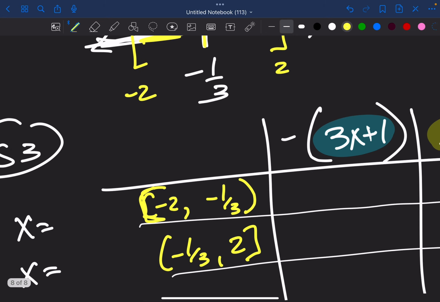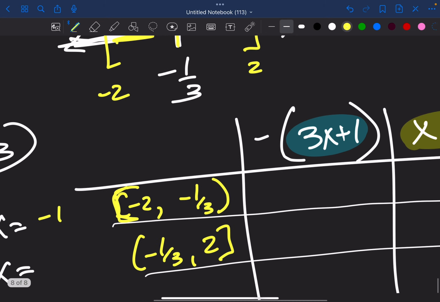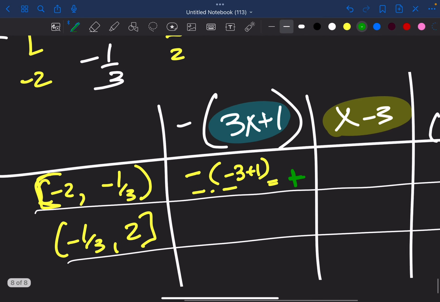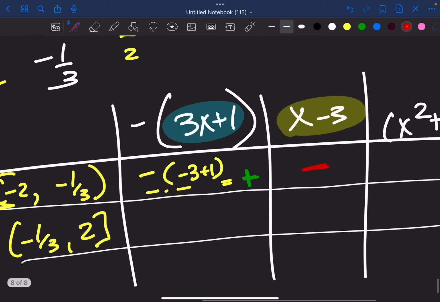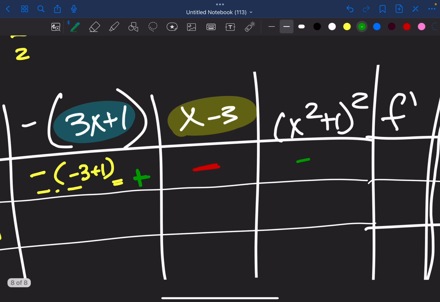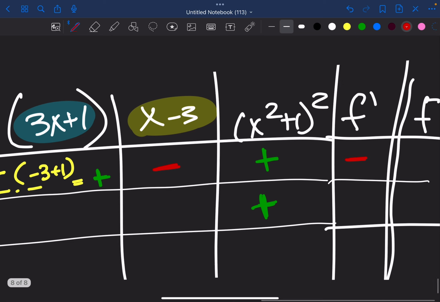So what's a great test point in this left interval? Well, how about negative 1? That's going to give me negative 3 plus 1, make it negative, so a negative times a negative, which is positive in this interval. Then again, if I try negative 1, this is going to end up being negative. So a positive times a negative is negative, and the bottom is always going to be positive, which is great because it's squared in this case. So we get that the derivative is negative in the first interval, which means that f is decreasing.